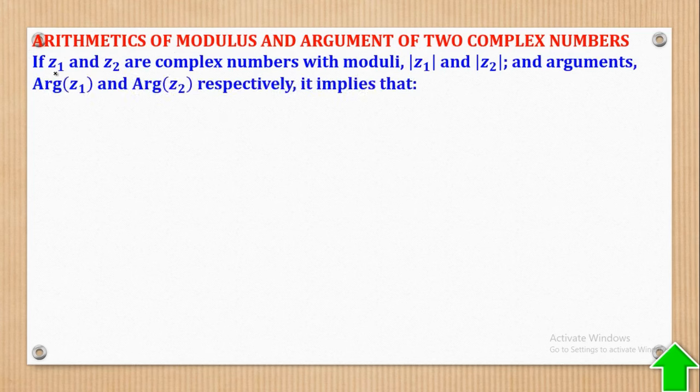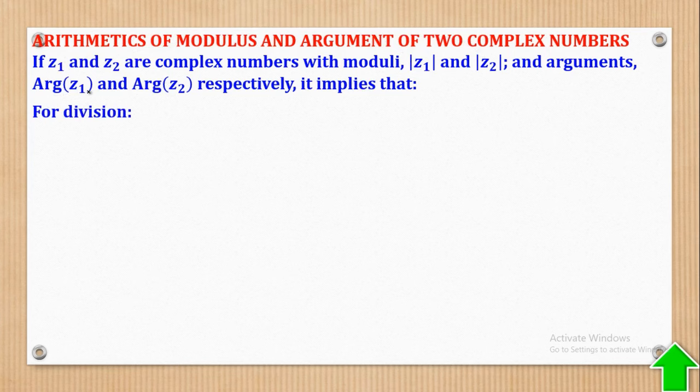So here we shall consider two complex numbers, z1 and z2, whose moduli are this one is the modulus for complex number z1, and this will be the modulus for complex number z2. Then this will be the argument of complex number z1, and this is the argument of complex number z2. So by now I believe you know how to get the moduli and the arguments.